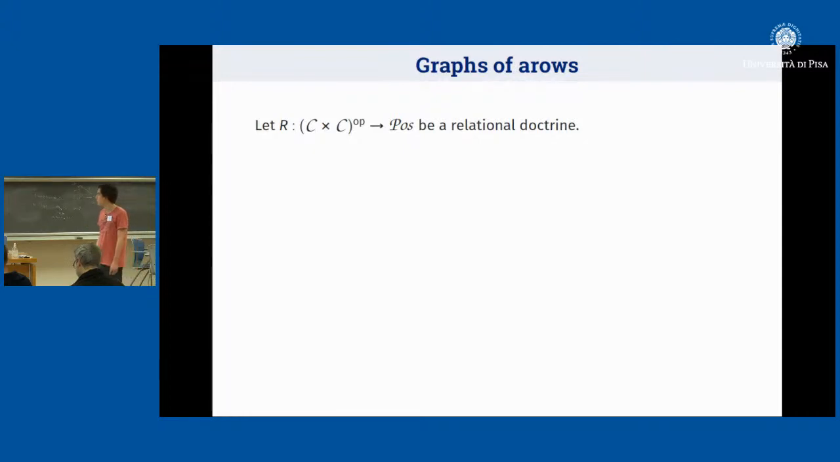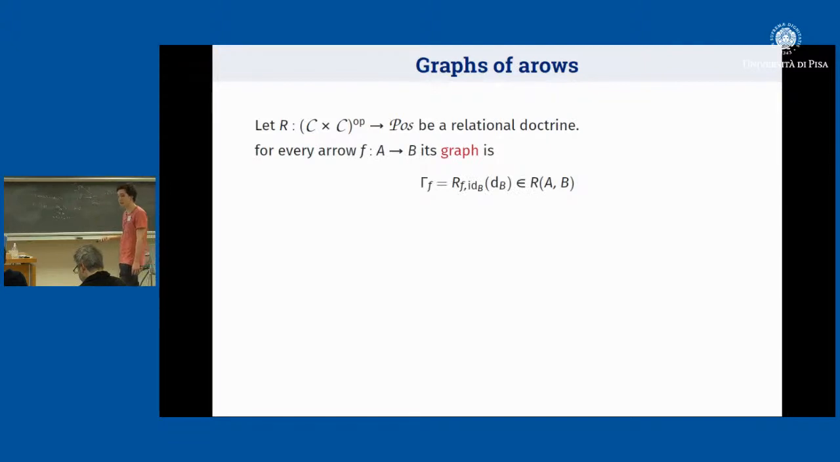Now, what can we do with a relational doctrine? This is just useful for the next slide. So we can define graphs of arrows in the base category. We can represent arrows as spatial relations, and the definition is that one. We just apply the reindexing along the arrow and the identity to the identity relation. And this gives us a relation from A to B, given an arrow F from A to B.